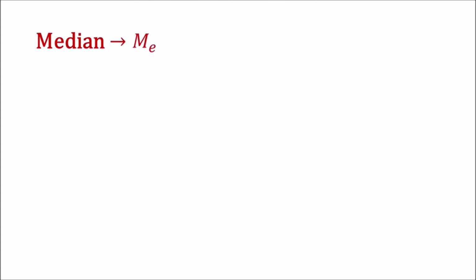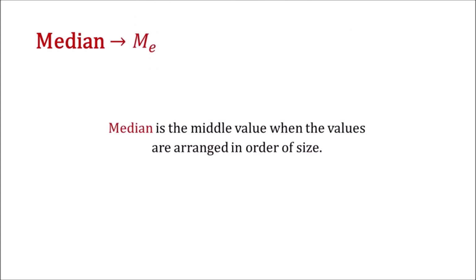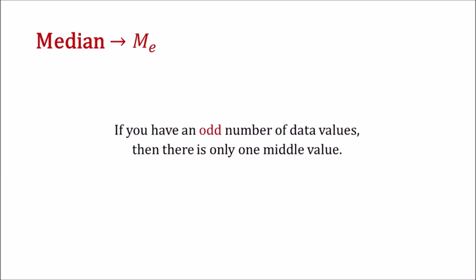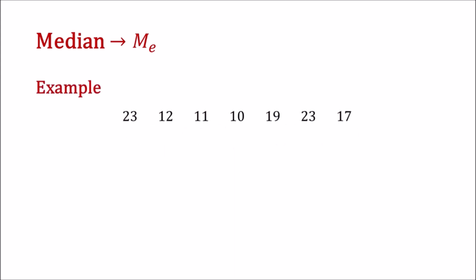Next, median. Median is the middle value when the values are arranged in order of size. If you have an odd number of data values, then there is only one middle value. Example, given data like this. We arrange the data from the lowest. The middle value is 17, so the median is 17.